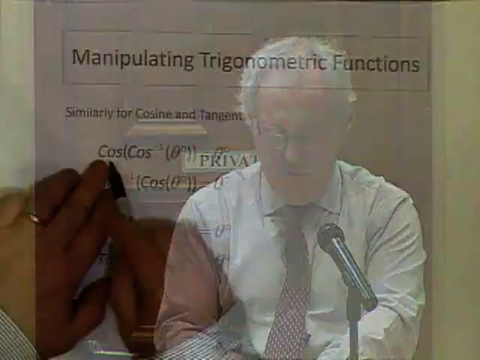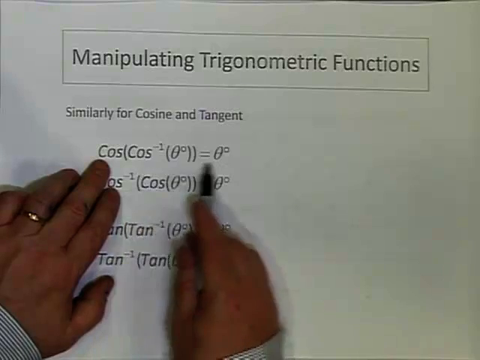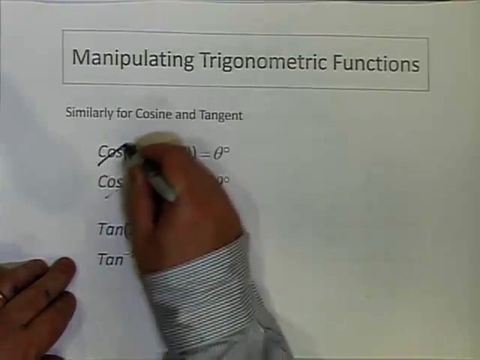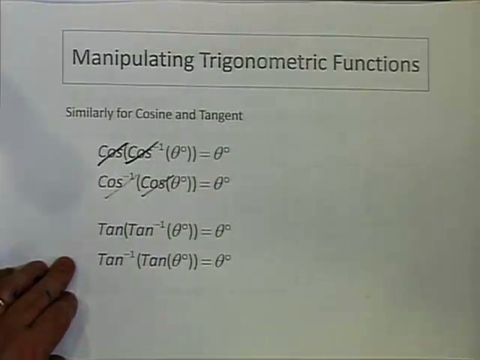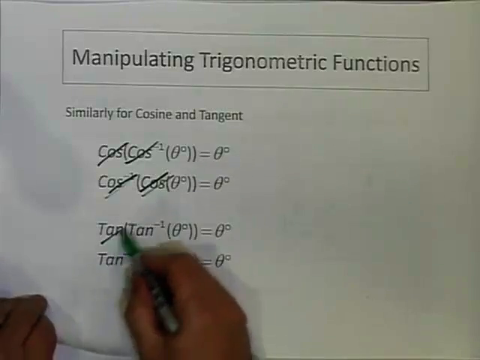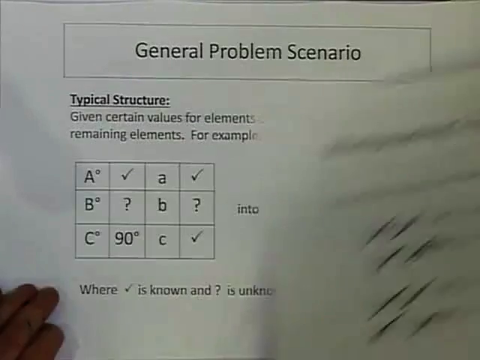So, if we look now at trigonometric functions for cosine, it's exactly the same. So the cos of an inverse cos gets rid of it. The inverse cos of cos gets rid of it. So these are just the pairing of two similar functions, just like addition and subtraction. Same for the tan and the inverse tans.